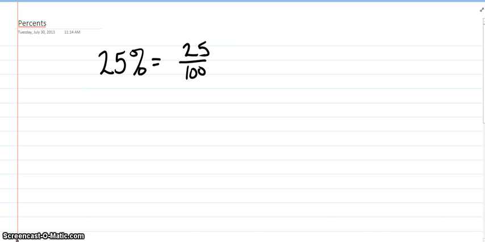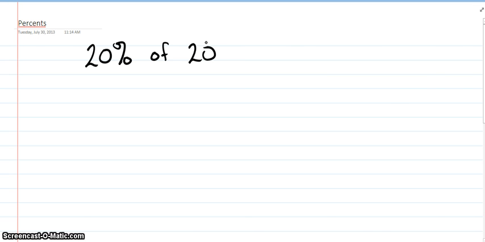So let's say that you found a shirt that was $20, but they have a 20% off sale. So you want to find how much money you'd save. So we're trying to find 20% of 20.